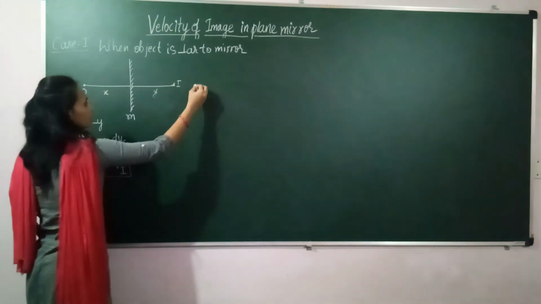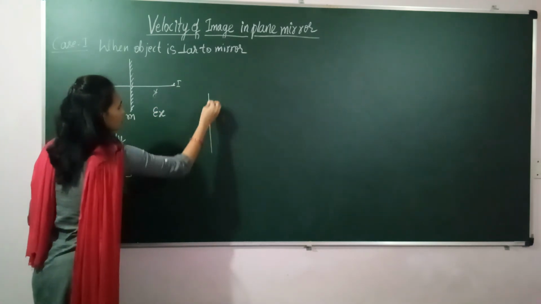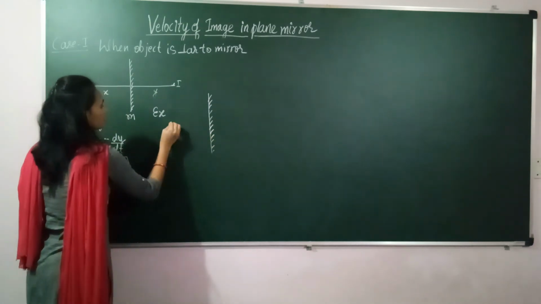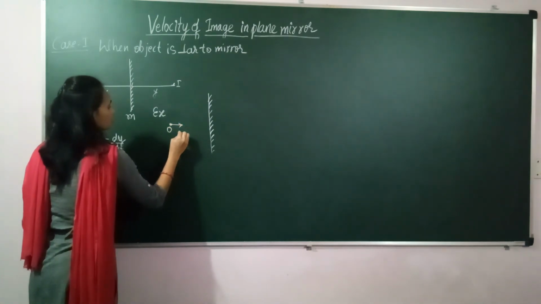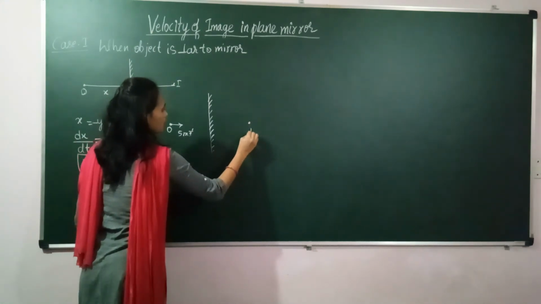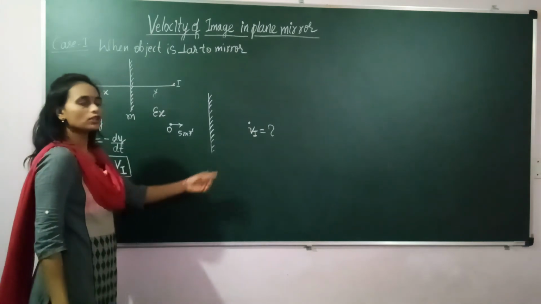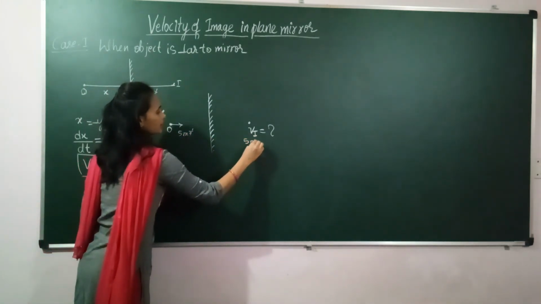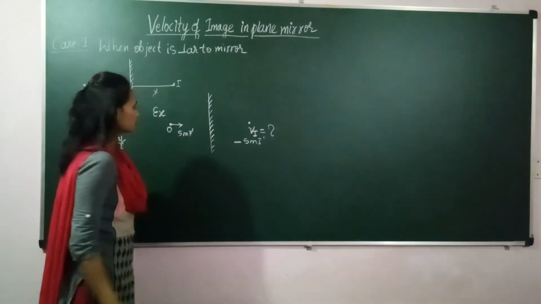So next we will take one example. For example, if this is your mirror, and in front of this mirror we place one object, and this object has a velocity of 5 meter per second. Then what will be the velocity of the image? So our answer is that the velocity of the image is also 5 meter per second but opposite in direction. So we will write it as minus.